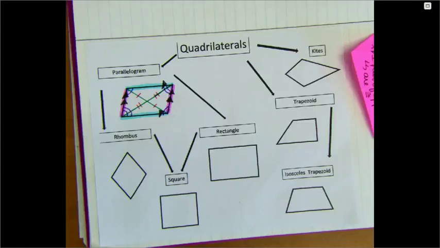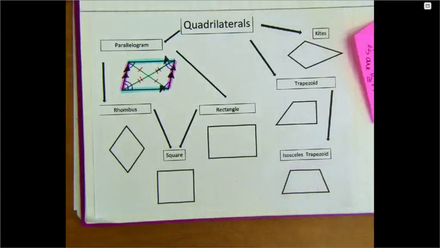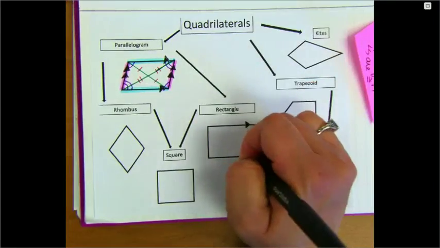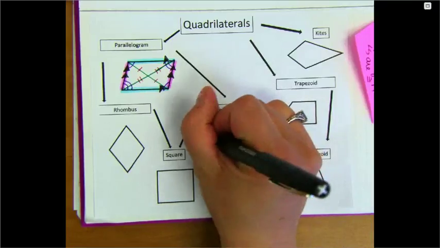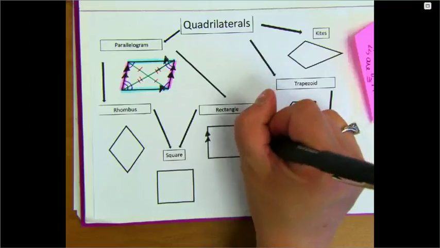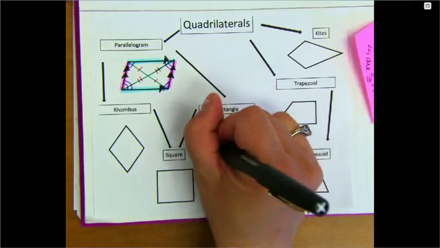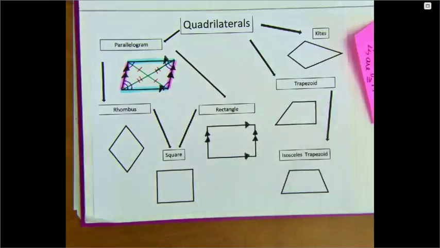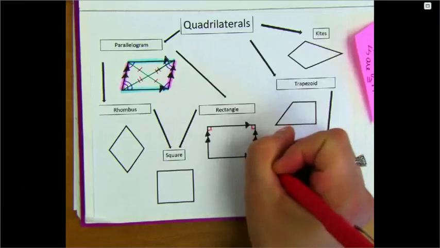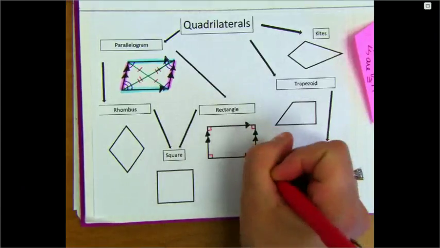Rectangle, wonderful. What do you know about a rectangle? It has parallel lines where? Opposite sides are parallel. So this is once again parallel here, and this is parallel here. What else do we know? All the angles are congruent. Why? They're all right angles. Very good. So I'm going to make them all right angles to know they're all congruent.